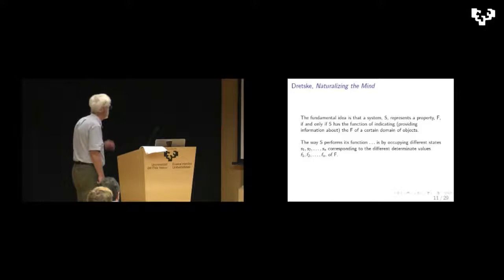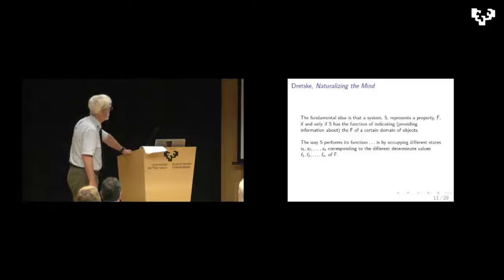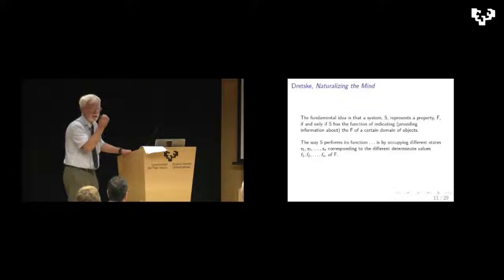Dretske wrote a lot about this very well. This is from Naturalizing the Mind. It's his way of looking at it. He says, look, the fundamental idea is that a system S represents a property F if and only if S has the function of indicating, providing information about the F of a certain domain of objects. So his primary relation is indication of a property.